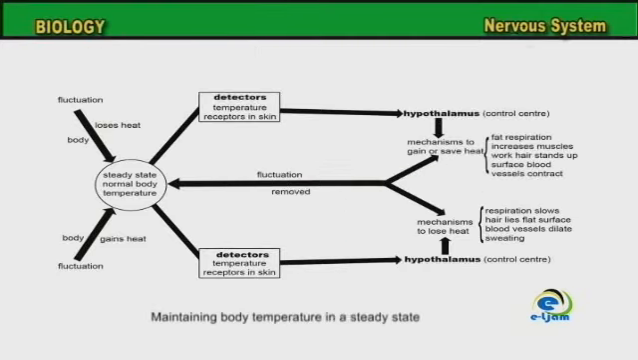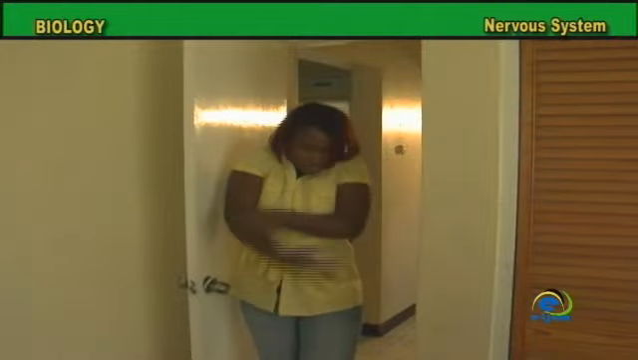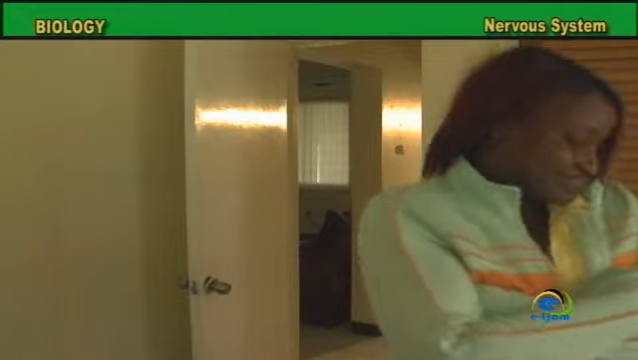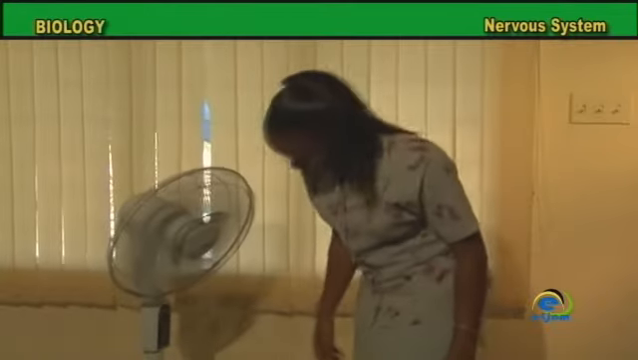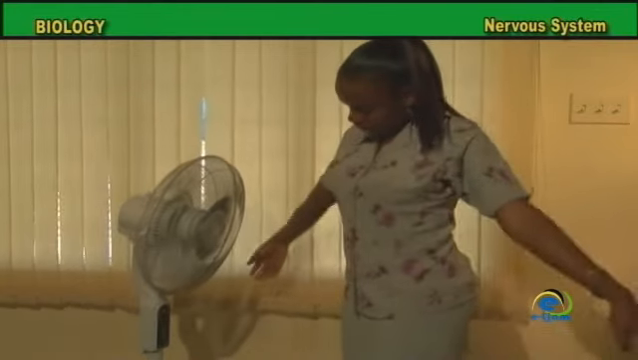Here is a chart that explains how the body maintains a constant temperature. Please discuss it with your teacher. When the body gets too cold, it may trigger you to wear warm clothing. When the body is too hot, what do you think will happen? Some persons may even use a fan or wear lighter clothing.